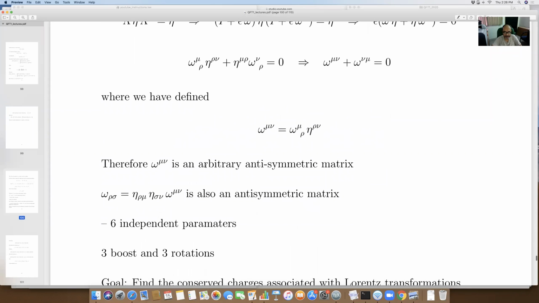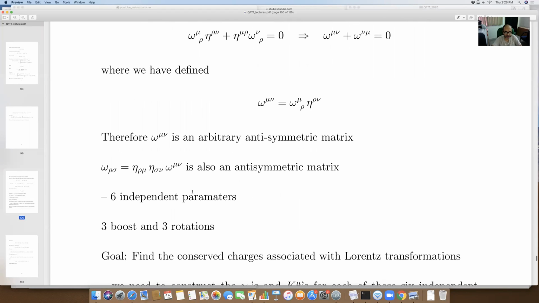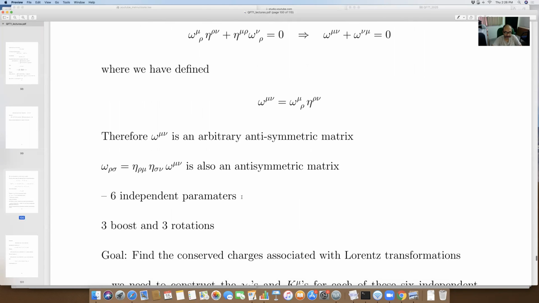And if this is antisymmetric, we'll also often use this omega with two lower indices. That just corresponds to lowering both indices by eta. This is also antisymmetric, which we can easily verify. So a 4x4 antisymmetric matrix has 6 independent parameters, right? 4C2, that's 6 independent parameters. And those 6 independent parameters, in fact, are familiar.